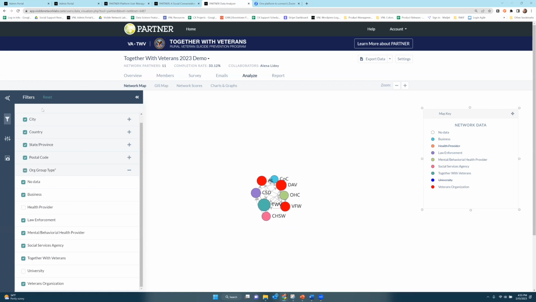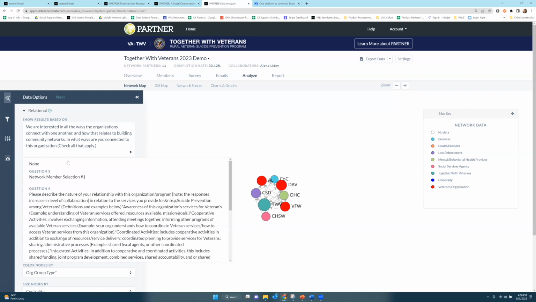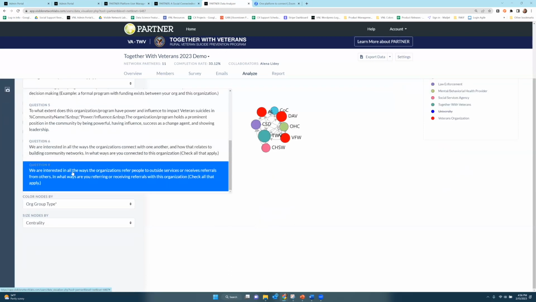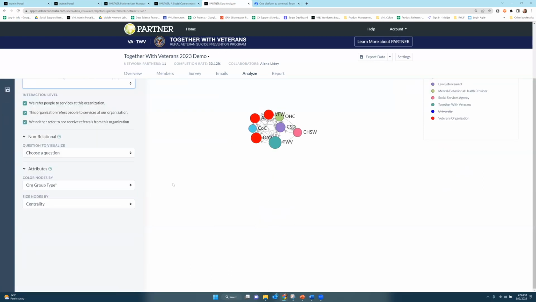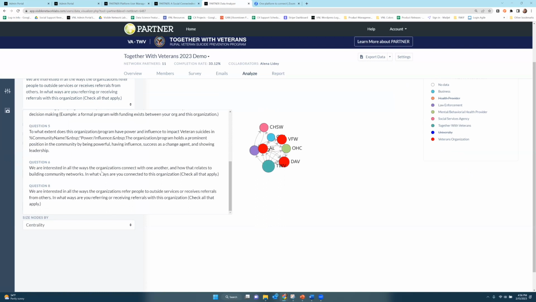And then you can, again, filter the different lines between the nodes on the types of activities they're working on, or possibly you want to look at if they're referring people to each other. You can look at those who are only, this is representing that the Together with Veterans group refers veterans to all these other organizations, because that's where the line is going out of. So a lot of fun things that you can do there.